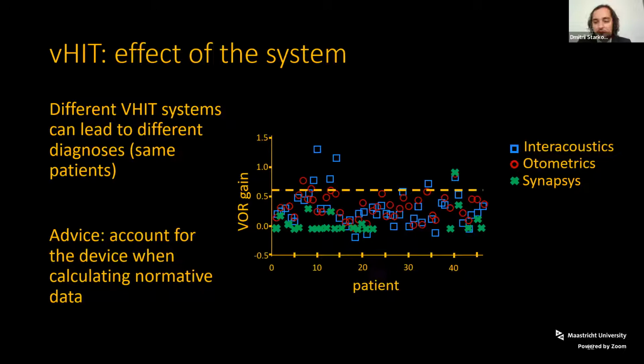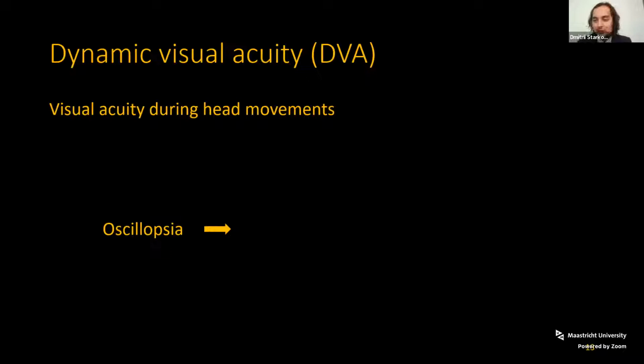So by applying the video head impulse test, we can objectively evaluate the state of the vestibular function. We can also measure what patients can see. This measure is called visual acuity. It's what you usually measure with your eye doctors. In our case, this is happening during head movements, and we call this dynamic visual acuity.